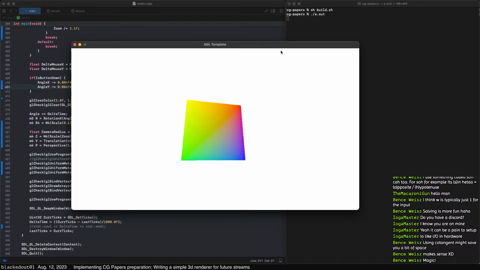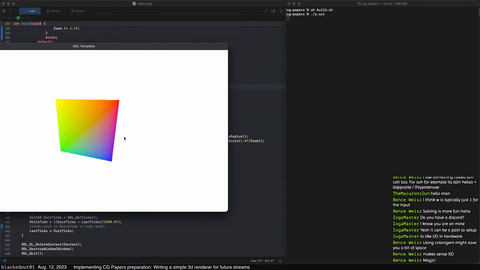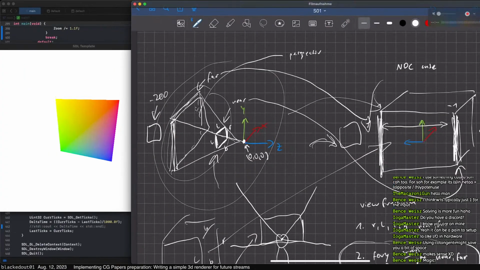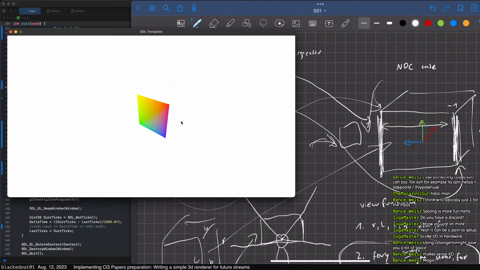That's the transformation pipeline. I mean, it still looked kind of boring, but in theory, we could now add a plane here and a cube, and then we are almost at the result in the thumbnail. But I don't know, the stream is very long, so I think I might do this in the next stream again.